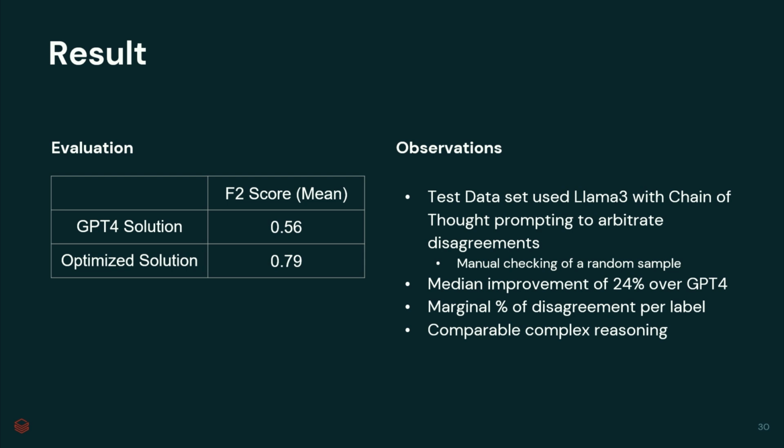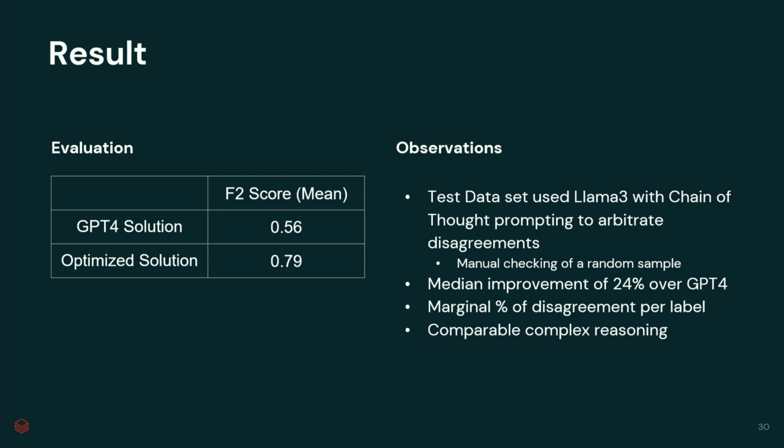Yeah, so we had a separate holdout test set to do our final evaluation. For this test set, we used Llama 3 70B with chain of thought prompting, just like Colton talked about in the previous slide, to get our source of truth. With that as our source of truth, we ran the full transcripts through GPT-4, and we saw an average F2 score of 0.56 for all 80 labels.